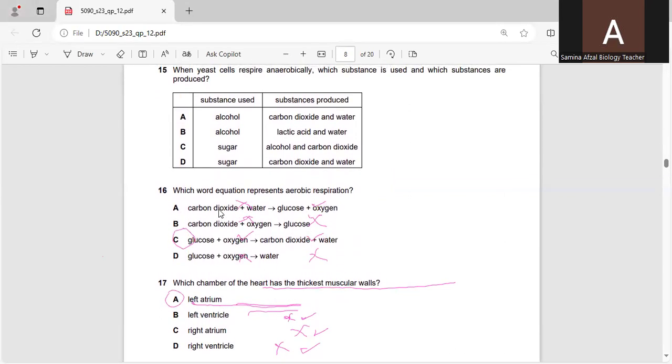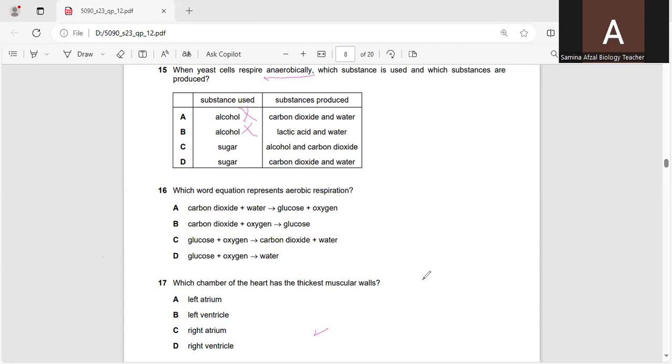When yeast cells respire anaerobically, which substance is used and which substances are produced? So alcohol is not used. So this is not alcohol. Not carbon dioxide and water, or lactic acid and water, are the substances which are produced anaerobically.